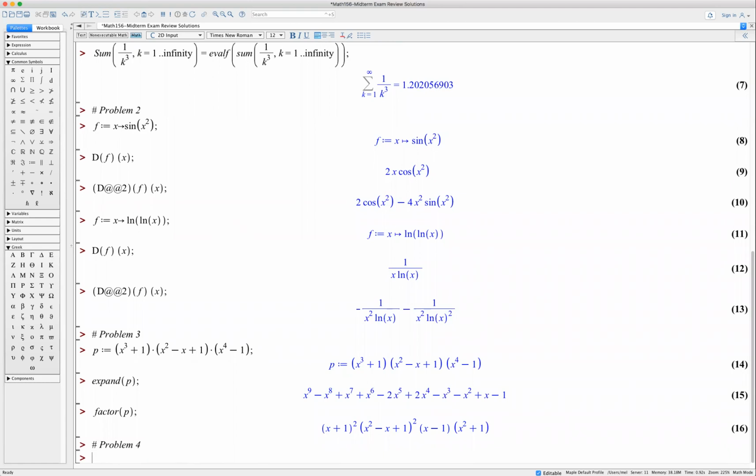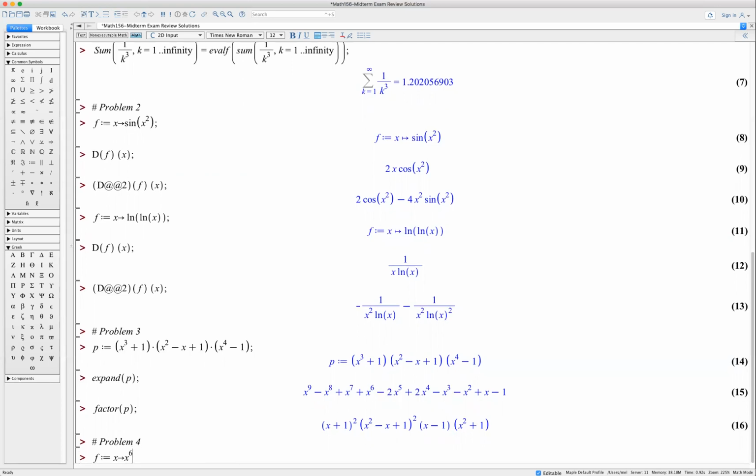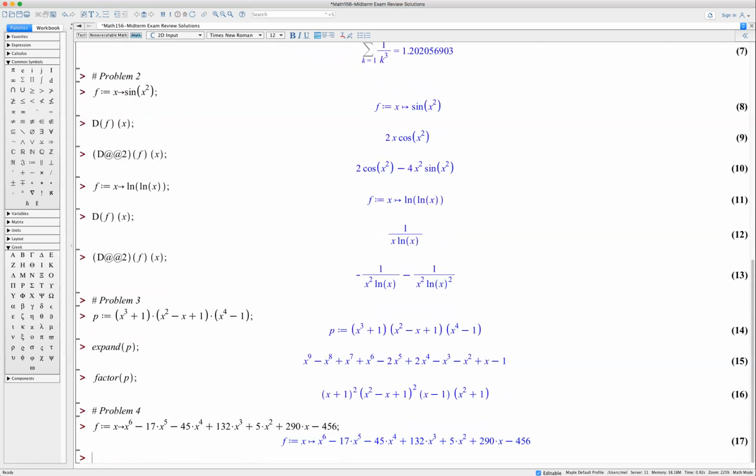Problem 4, we have a function which is a polynomial of degree 6. x goes to x to the 6th minus 17 times x to the 5th minus 45 times x to the 4th plus 132 times x cubed plus 5 times x squared plus 290 times x minus 456.